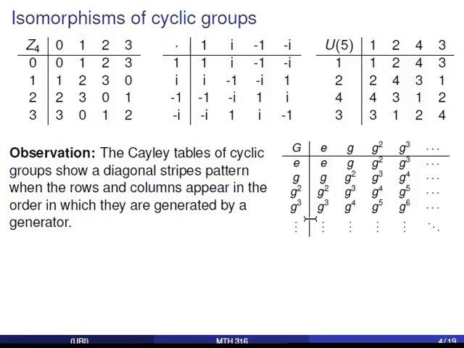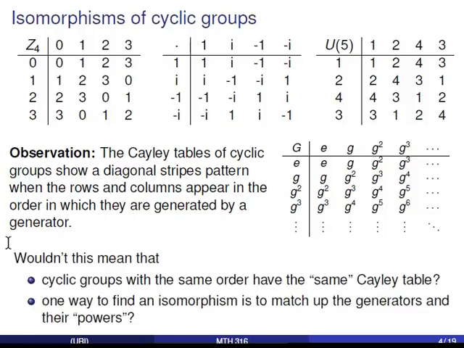Now, let's imagine that you were looking at any two finite cyclic groups with the same order. Putting the rows and columns of those two cyclic groups in order in this way, so that we see the stripes, wouldn't those two cyclic groups with the same order, having those stripes, show the exact same structure in their Cayley tables? And if you think about that generally, wouldn't that mean then that two cyclic groups with the same order have the same Cayley table structure? Wouldn't that mean that those two groups are then isomorphic?